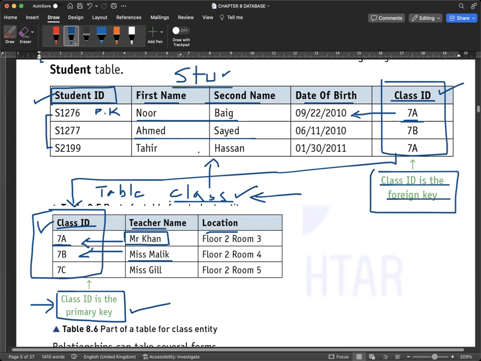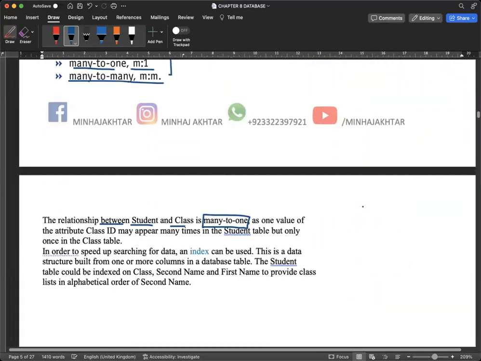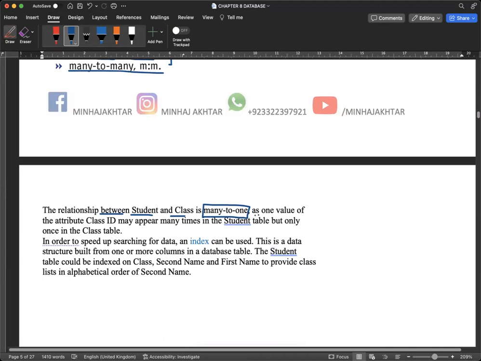We have a class table, and the class table is connected with the class ID. Look right here. It means this table is connected with this table with a foreign key called class ID. So this is a case of many to one. Many can also apply with two tables; you cannot assume that there must be 4 or 5 tables. If there are two tables, this is also the case of many to one. Now they're giving the explanation why: one value of the attribute class ID may appear many times in the student table, but only once in the class table. This is the justification.